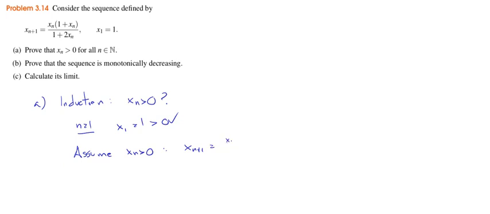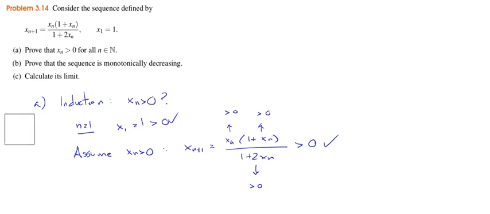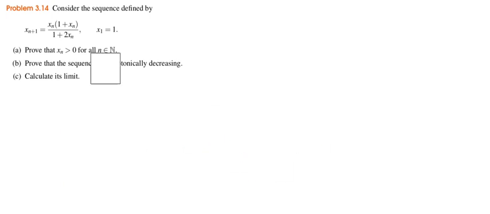Now we have x sub n plus 1 is x sub n times (1 plus x sub n) over (1 plus 2 times x sub n). So if x sub n is greater than 0, then this thing is greater than 0. Now this factor again, if x sub n is greater than 0, it's greater than 0. And this factor too is greater than 0. So every factor is greater than 0. This is greater than 0. So we have just proven by induction that x sub n is greater than 0 for all n in the natural numbers. Now let's go for part B.